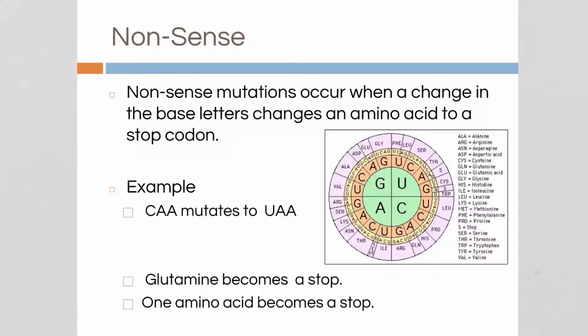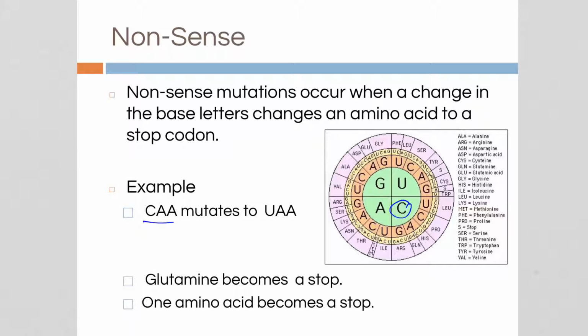There's one more type of mutation called a nonsense, and this happens when there's a change in the base letters that changes an amino acid to a stop codon. So again, we're changing the letters, but this time we're not getting a different amino acid out. We're getting to one of the 3 stop codons. So for example, if we had a base of CAA, let's say that mutates to UAA. So again, we're only changing one letter. We're substituting one letter for another. But let's look at what that does on our wheel.